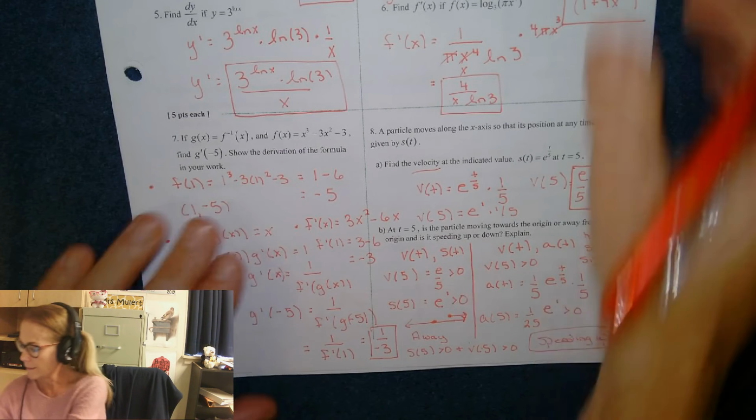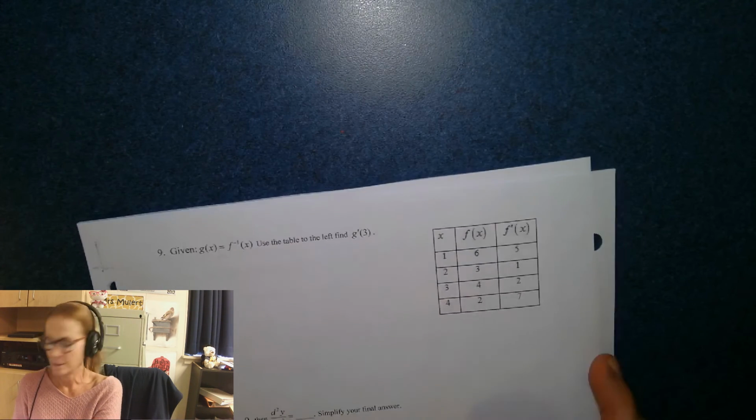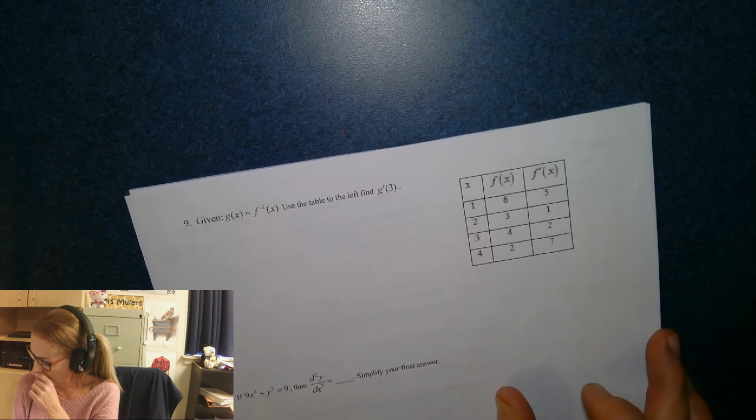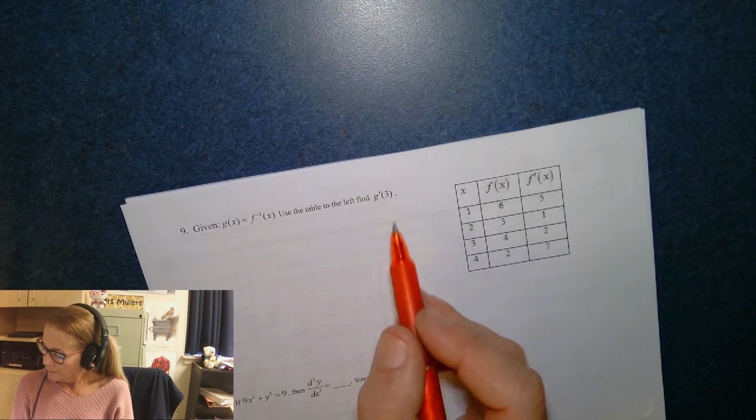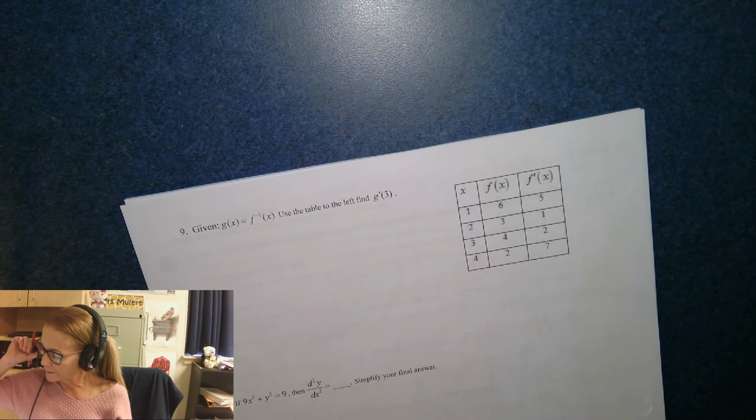Okay. All right, let's move to the back. Use a table, all right? I like the tables. I'm almost done here. So this is another one of those inverse ones. g prime of 3 is what we want to find.